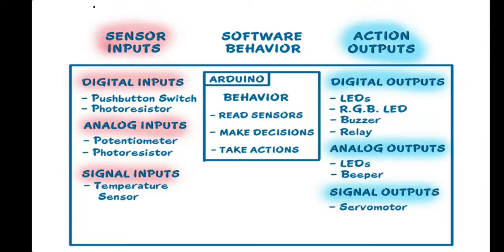So action on the output side can be to glow an LED, RGB, buzzer, relay, or it can activate the servo motor or anything. These are just examples of the input sensors and actions at the output side, and the behavior of Arduino after taking the inputs.